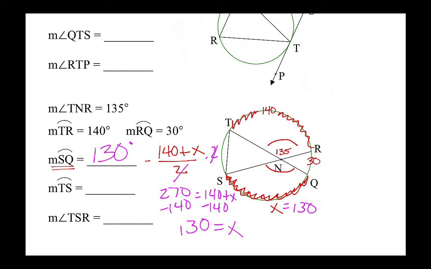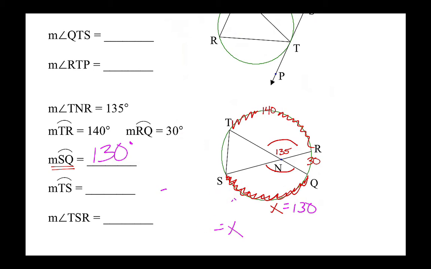Now I'm looking for arc TS. So let me clear up the picture a little bit. This is why I never do this in pen. I always do this in pencil. Arc TS is this arc right here. I still know this is 140. I still know this is 30. And now I know that this other arc is 130.